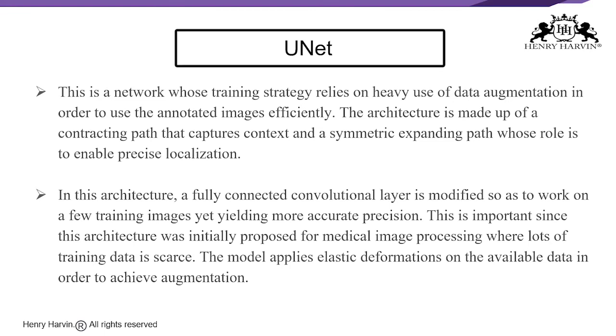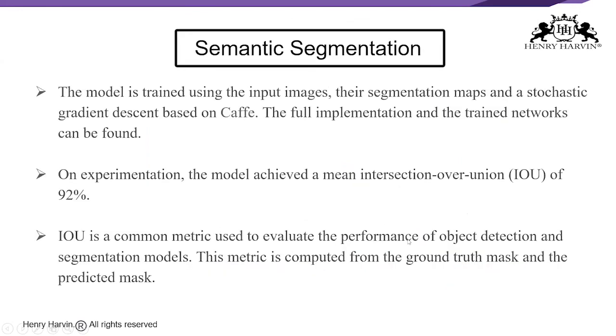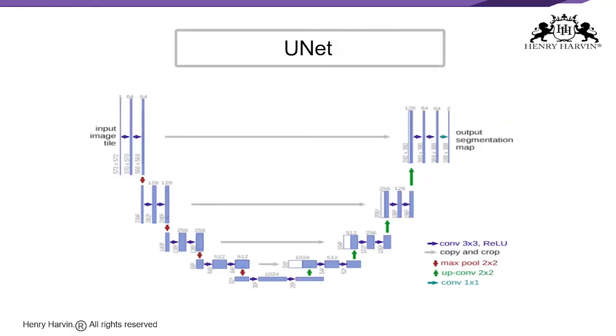So this applies elastic transformation in order to achieve augmentation. You can look over here: there is convolution 3x3 ReLU, copy and crop, max pool 2x2, up-convolution 2x2, and convolution 1x1, right? The benefit of downsampling a feature map is that it broadens the receptive field with respect to the input for the following filter, given a constant filter size. This is more desirable than increasing the filter size, due to the parameter inefficiency of large filters.